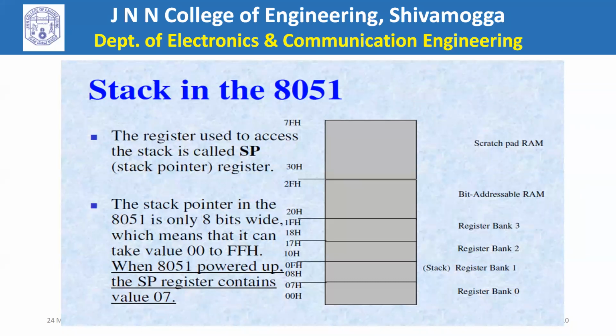The register which is used to access the stack is called the stack pointer register. The stack pointer register in 8051 is only 8 bits wide, which means that it can take values from 00 to FF. When 8051 is powered up, the SP register contains the value 07.